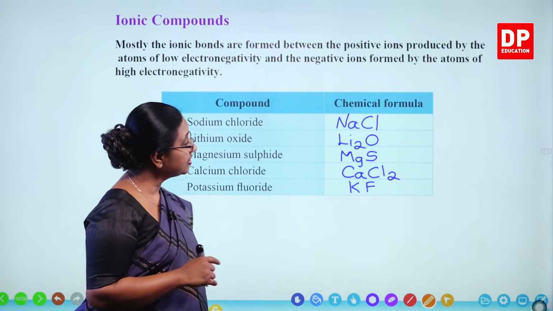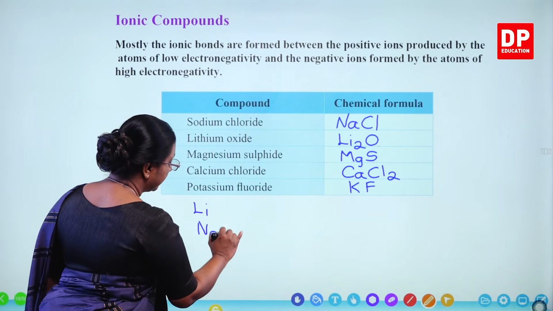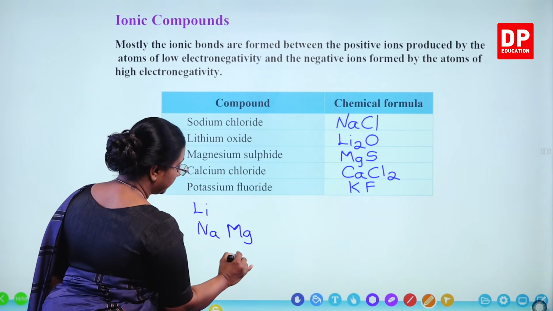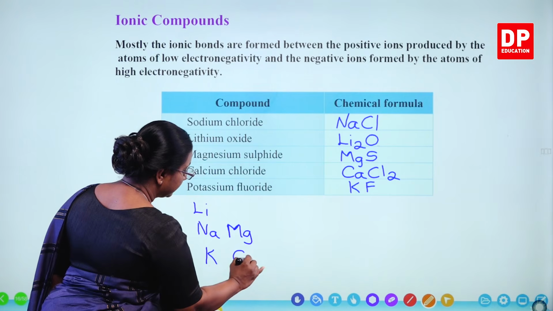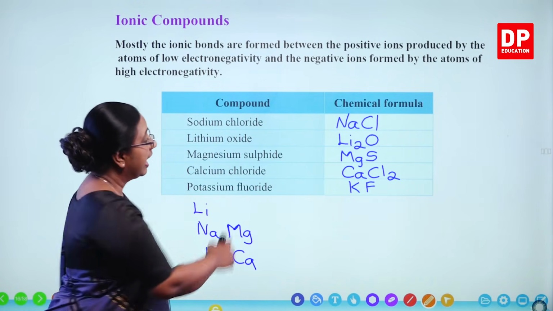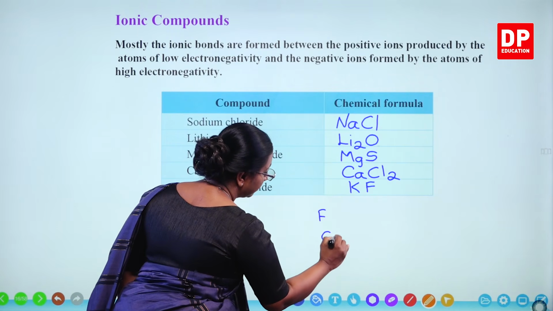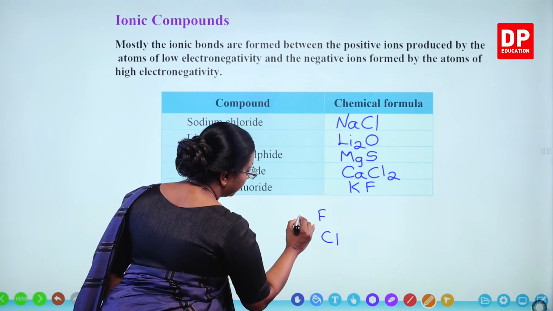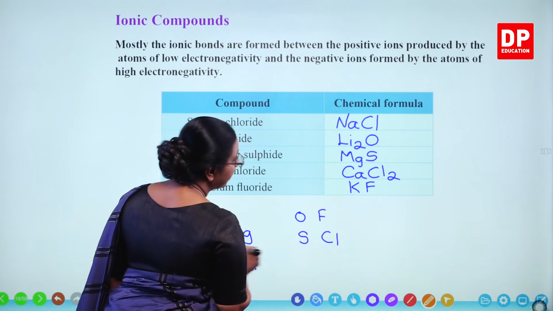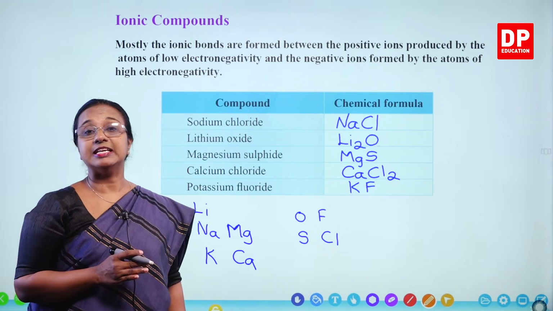So, can you all see, students? Lithium, sodium, magnesium, potassium here, calcium, the metals I told you about. And on this side, we have fluorine, chlorine, then oxygen, sulfur. All these form negative ions.